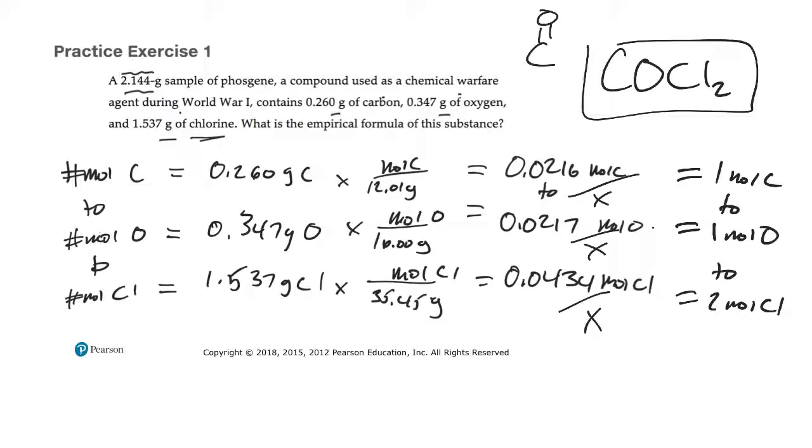The actual structure of phosgene looks something like this. Not that you need to know that, or that you get that from this problem, but if you knew the molecular weight or something about the structure, that's what COCl2 actually looks like in the case of this compound.